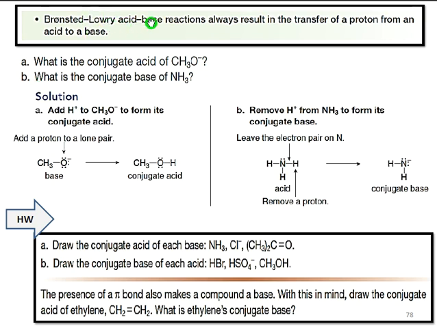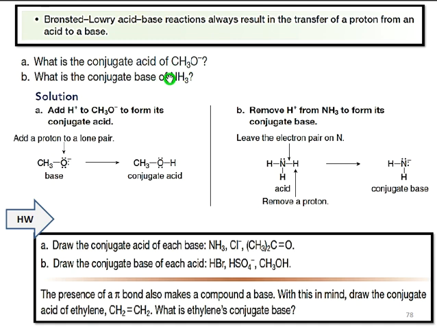Again, Bronsted-Lowry acid and base always result in transfer of a proton from acid to base. And here, take this example. What is the conjugate acid for this? That means this base now. What is the conjugate acid? A base takes a proton, and it will be the conjugate acid. What is the conjugate base? Look, what is the conjugate base for this? That means this now is the acid.